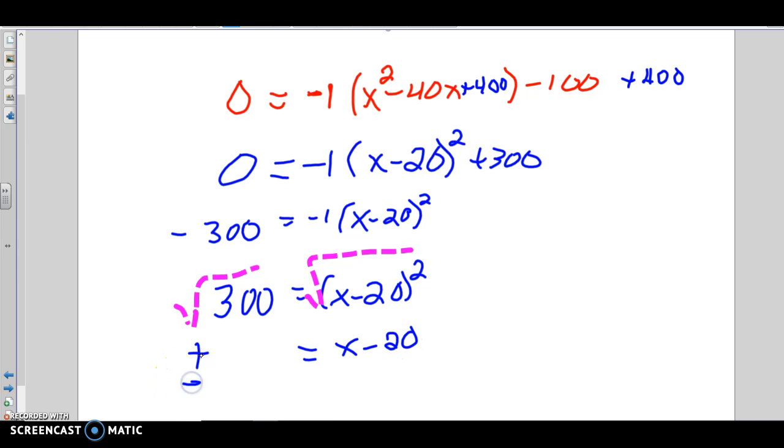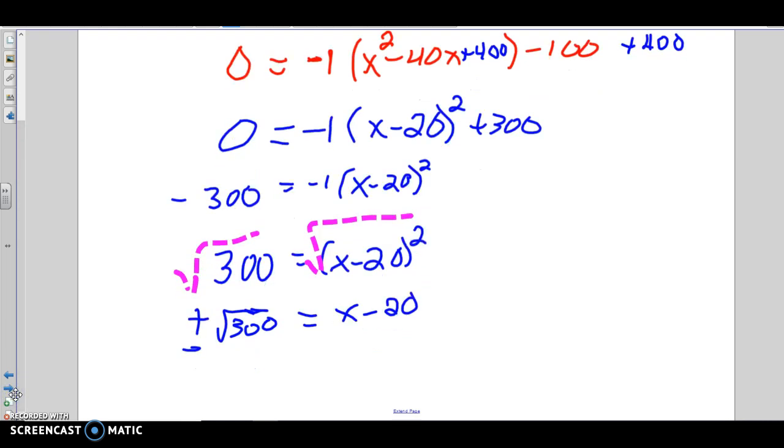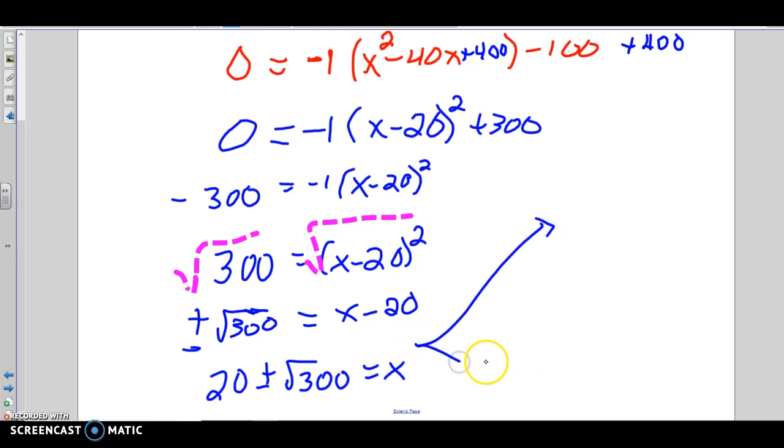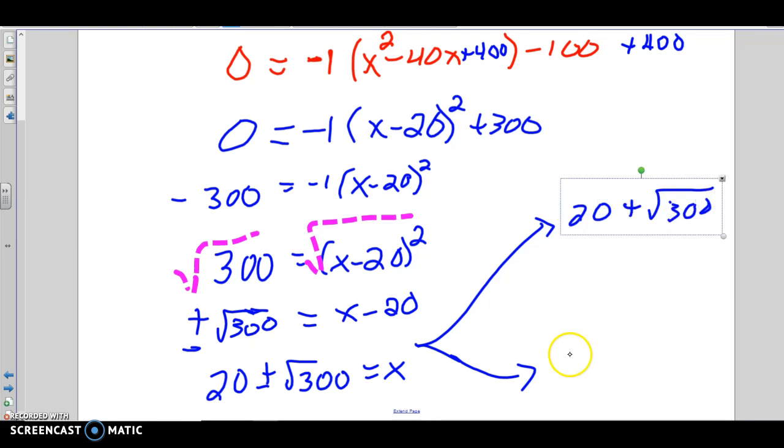And don't forget my plus or minus. I'll leave it as a square root of 300 right now. And then finally add 20 to both sides. So now I can branch off and get my two solutions: 20 plus the square root of 300 and 20 minus the square root of 300.